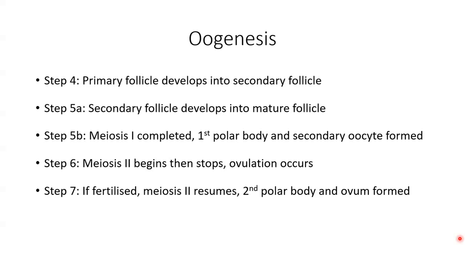If the secondary oocyte is not fertilized or not met by sperm, then it will disintegrate. However, if a sperm penetrates the egg, meiosis 2, or the second phase of meiosis, will resume, and 2 cells with 23 chromosomes are produced, a smaller second polar body, and then the larger ovum or the egg.